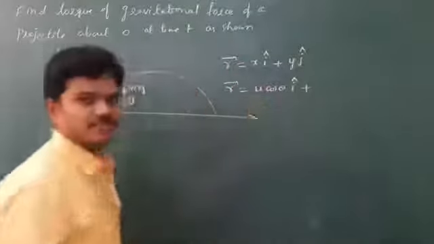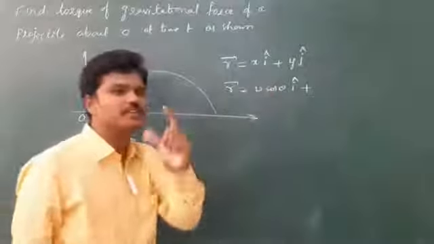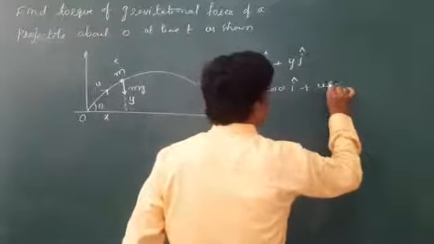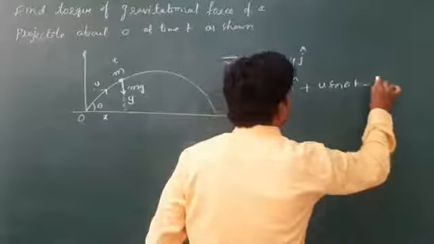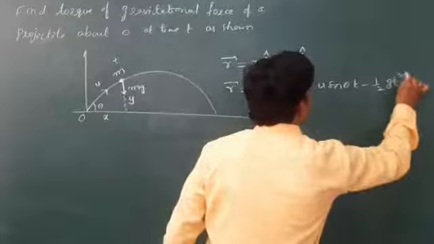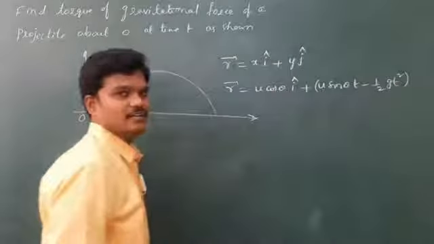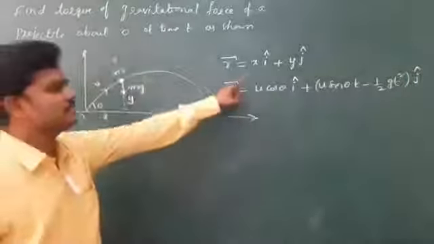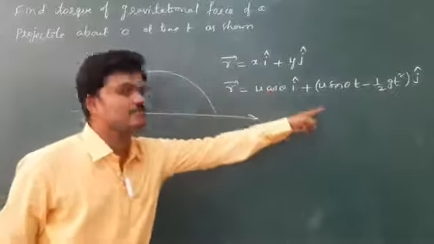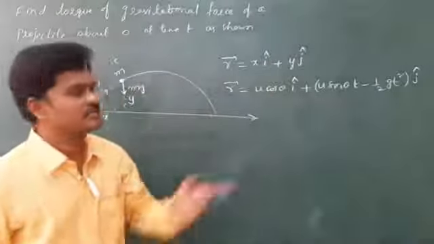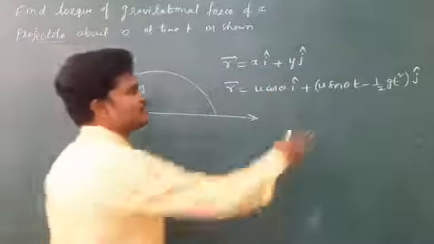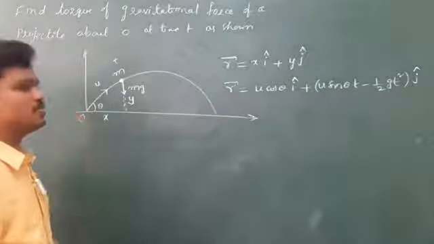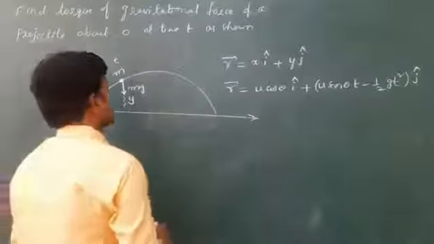Y, to find the displacement y, I am using ut plus half at square. The body is thrown into the air, so u is nothing but the vertical component: u sin theta t minus half g t square j cap. I am using the projectile concept for x and for y. Recall the projectile concept, then you will understand easily. So I am using ut plus half at square with a as minus g. You know these conditions. So this is r.